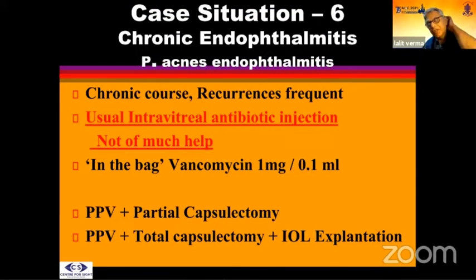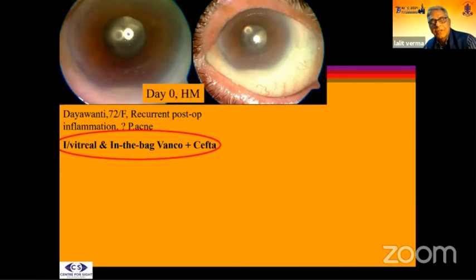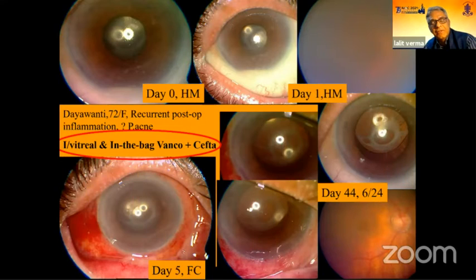P. acnes kind of picture will sometimes require removal of the IOL, sometimes it may respond only to an intravitreal kind of injection. So I'll show three examples. One responded to intravitreal injection of Vanco and Ceftazidime. You see it took 44 days for it to show some response.